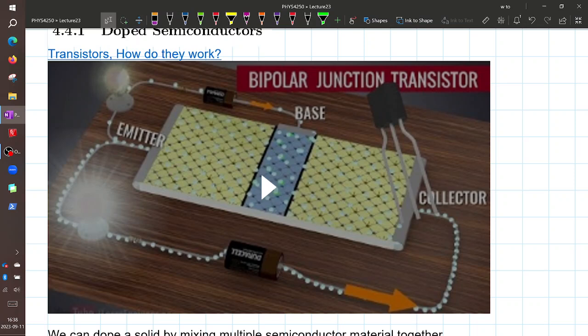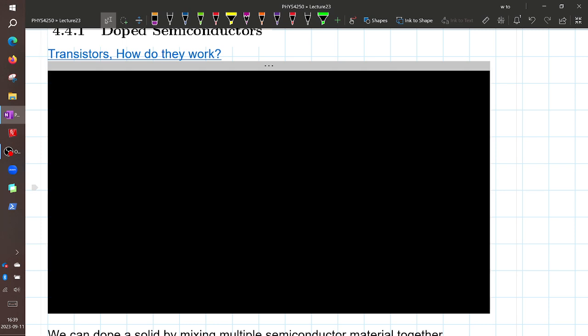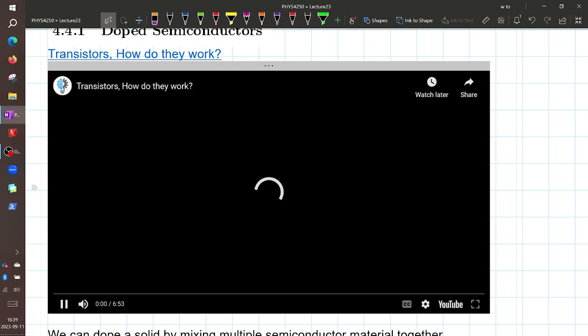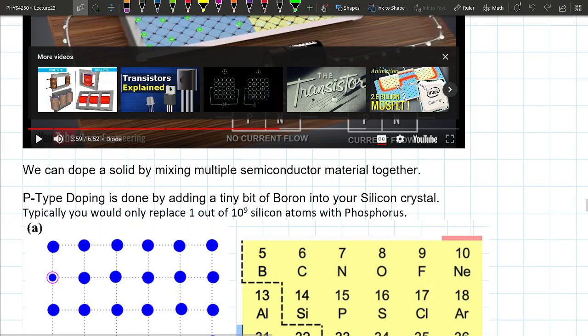Just picture in your head right now silicon, something in the center holding 4 electron balls, connected to 4 other silicon atoms by sharing electrons. So I'm going to play this video, which is much better than what I would explain. This video is actually on transistors, and we're going to see the end of this next time when we talk about the invention of transistors.